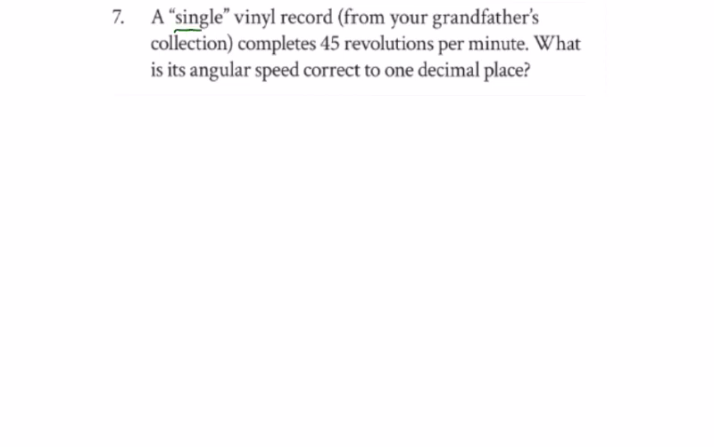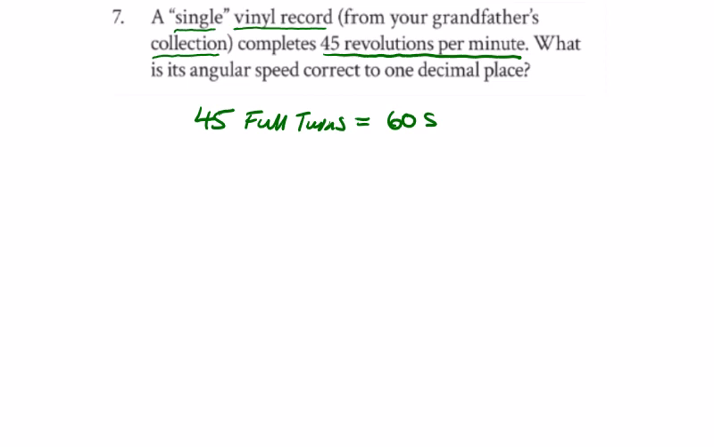Question 7, we have a single, which is a vinyl record from your grandfather's collection. Well, it could be your collection. Vinyl's coming back in. It completes 45 revolutions per minute. So 45 full turns in 1 minute, 60 seconds. So we want in 1 second. 1 second will be 45 over 60, so 0.75 turns or revolutions in 1 second.